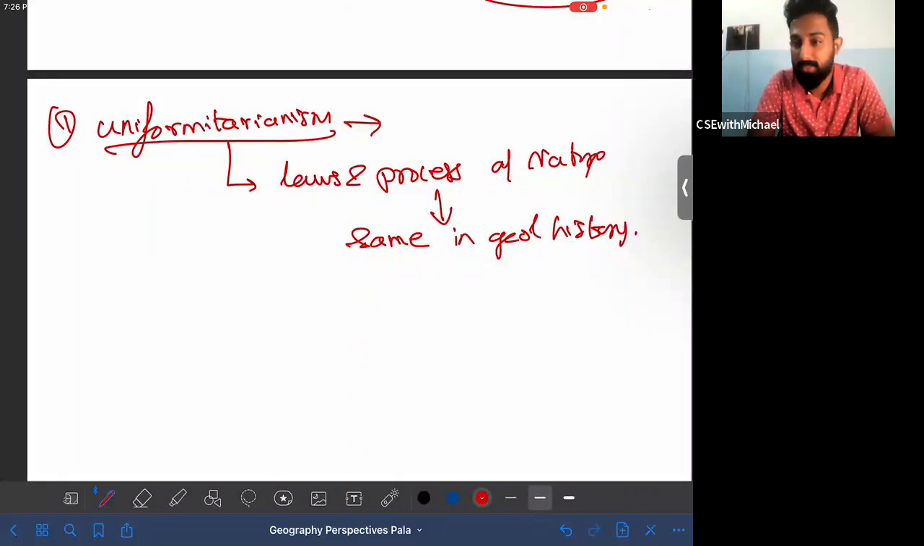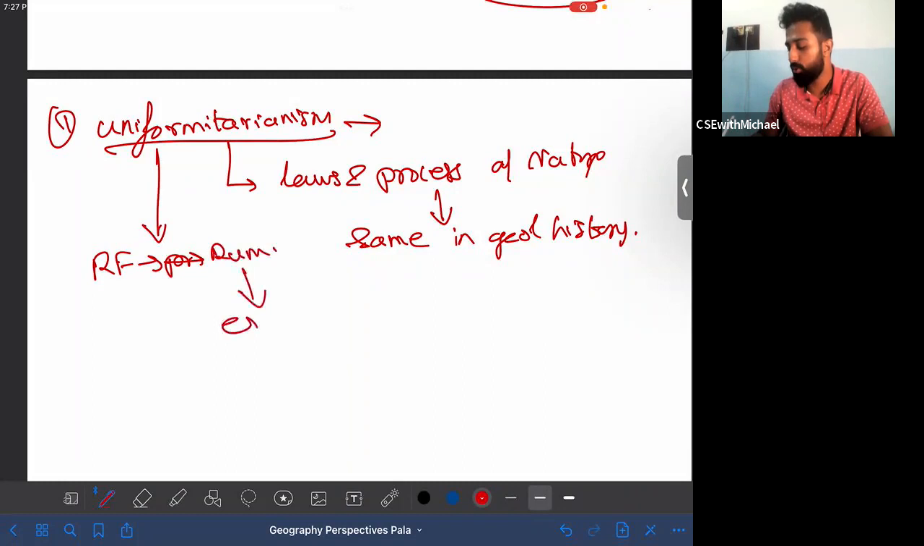For example, it's best explained in the case of geomorphology. When rainfall happens, precipitation is there, that leads to running water, and running water would lead to what? Erosion. That is the same across different geological periods. Right. So that is the idea of uniformitarianism.